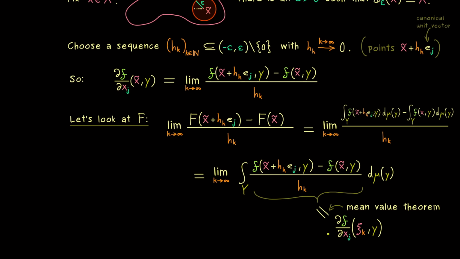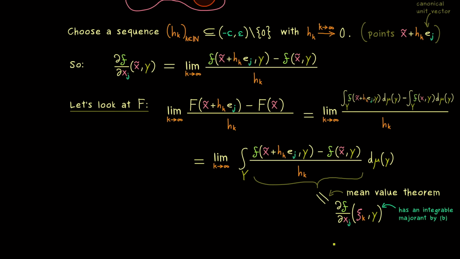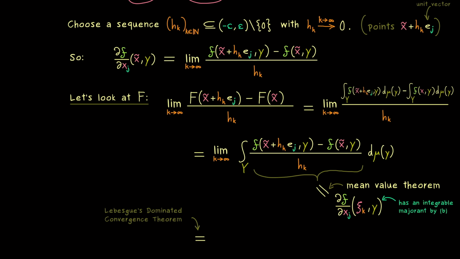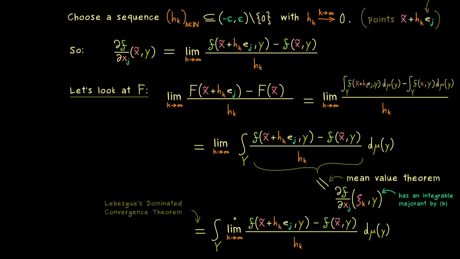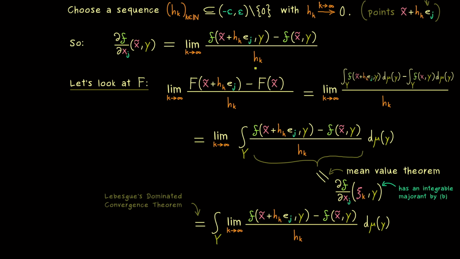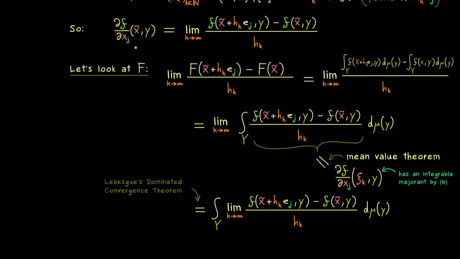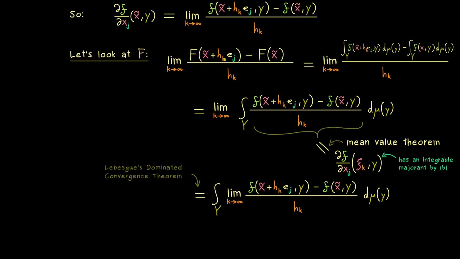And indeed, by assumption, our partial derivative here has an integrable majorant. This was assumption B, and it means that Lebesgue's dominated convergence theorem is applicable. And this finally allows us to pull the limit in. And this is almost the last step, because we already know that this limit is exactly our partial derivative at the point x tilde. So we get that the limit of this difference quotient here is always the same value no matter what hk is.